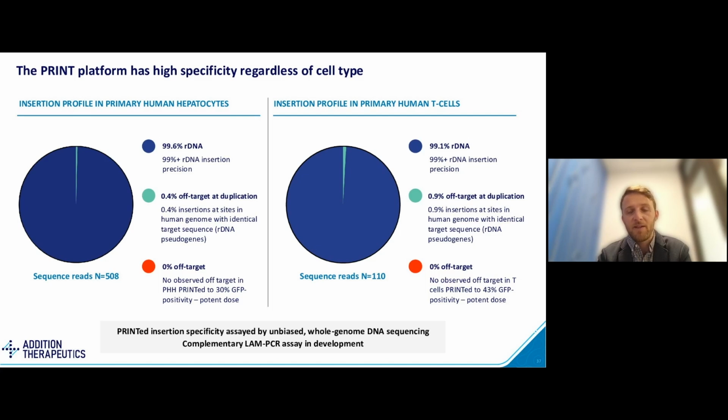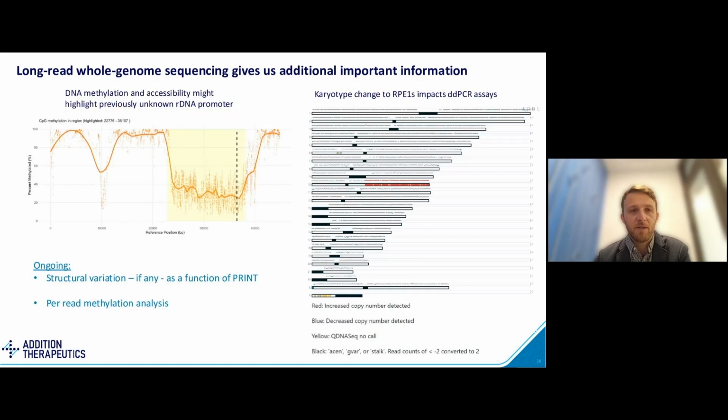The T cells, obviously, the 95% confidence interval is a little bit higher, but we are doing additional sequencing to raise our N on that. And so this is really, really good data that is made better through the use of long-read sequencing. And finally, outside of the transgene, we chose to do long-read whole genome sequencing because of the additional information that we can get from it.